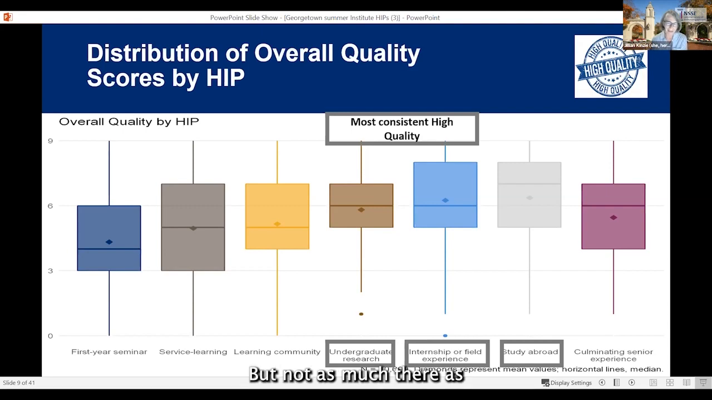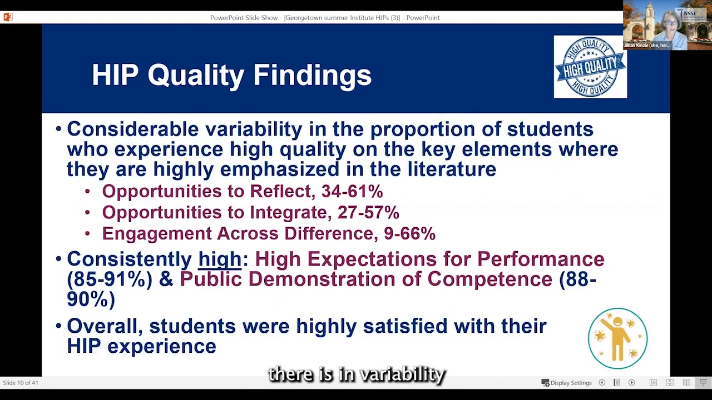That's my main point, but not as much there as there is in variability in the quality dimensions themselves. So where we see more variability in the proportion of students who experience the high quality on these elements are in opportunities to reflect, where it ranges from 34% exposure to 61% exposure, to opportunities to integrate. Remember, I already declared that my favorite dimension, 27 to 57%.